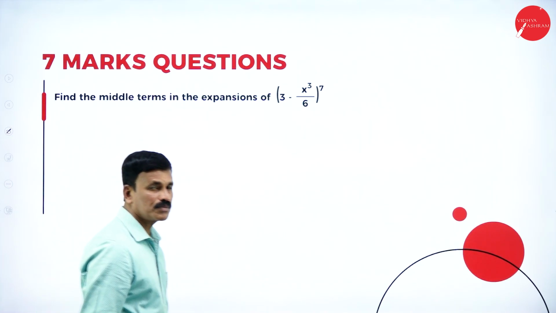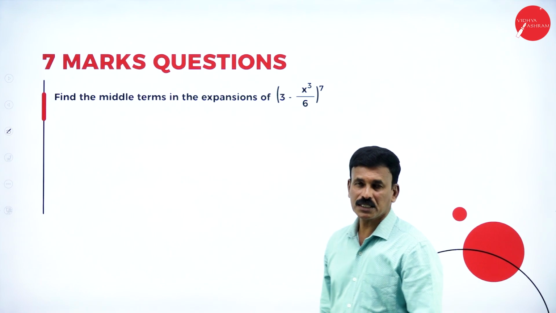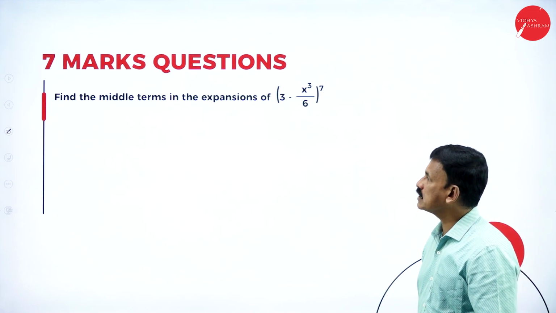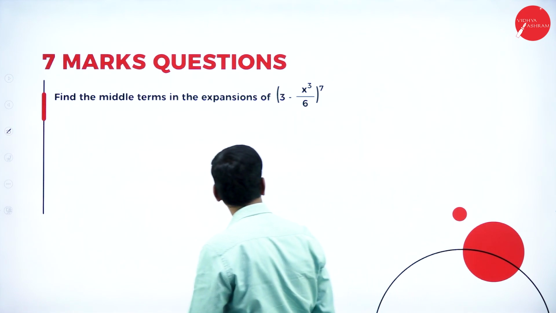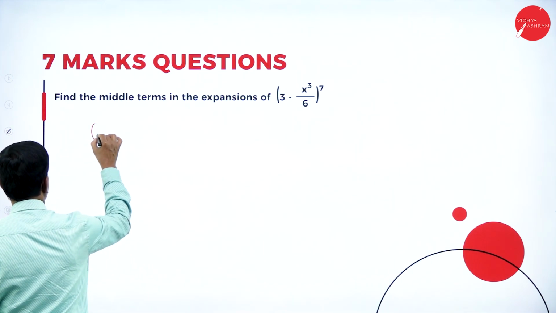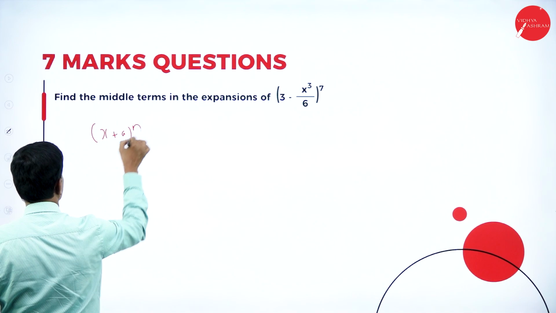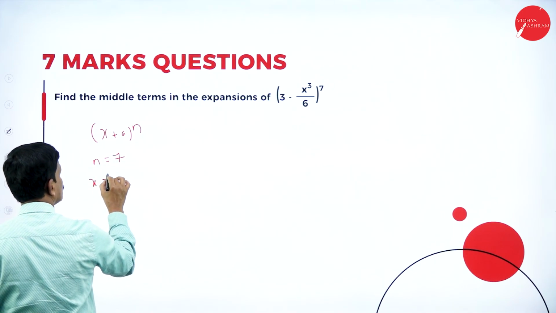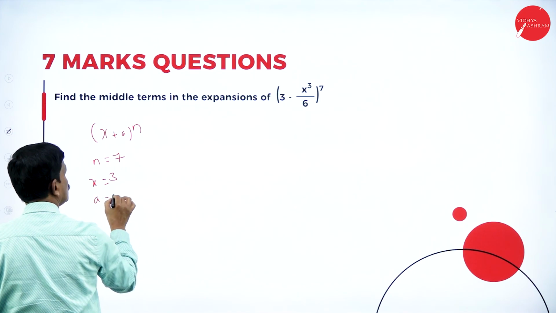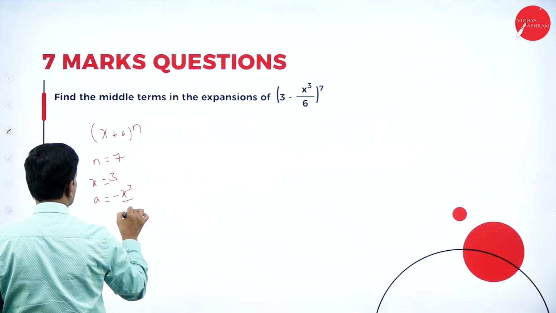Next type of problems are finding the middle term or coefficient or constant term. So find the middle term in the expansion of (3 minus x cube by 6) whole to the power of 7. Comparing with (x plus a) to the power of n, n is equal to 7, then x is equal to 3 and a is equal to minus x cube by 6.